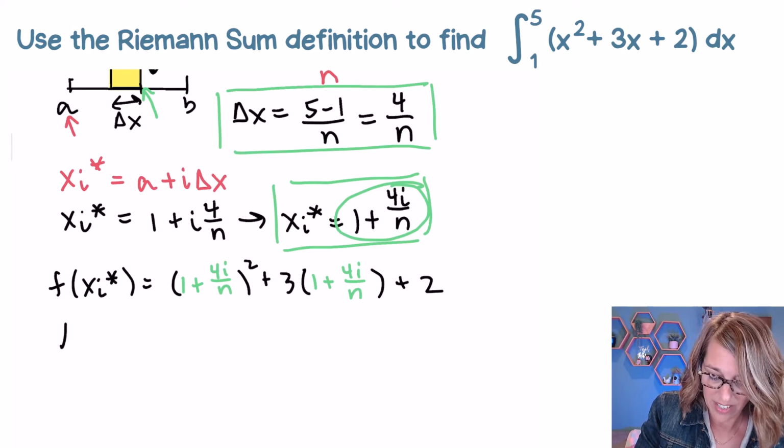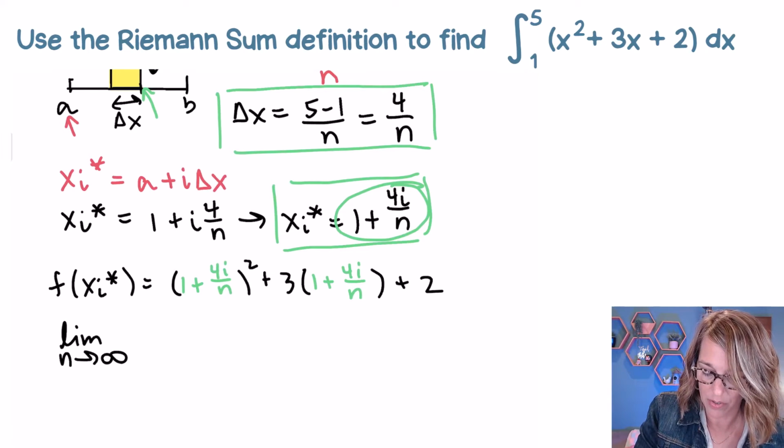And now I'm ready to tackle that definition. Now the definition is the limit as n goes to infinity, so that's infinitely many rectangles.